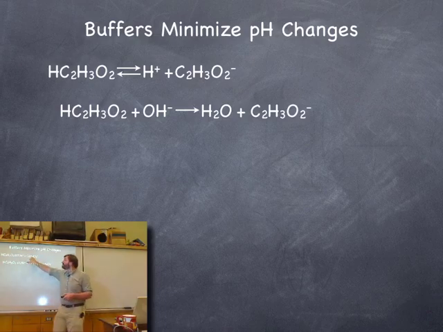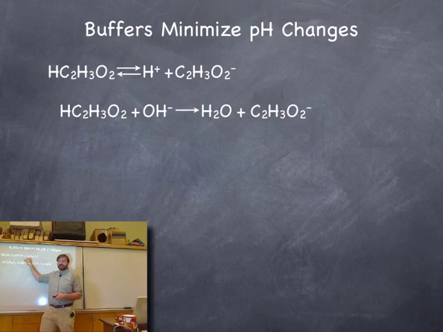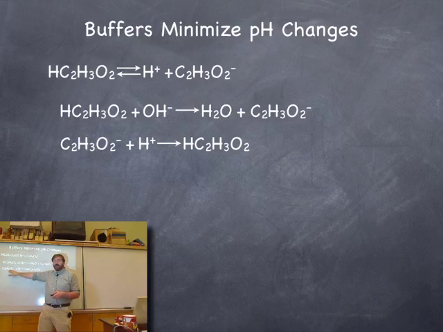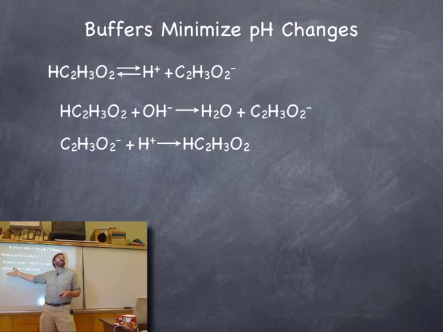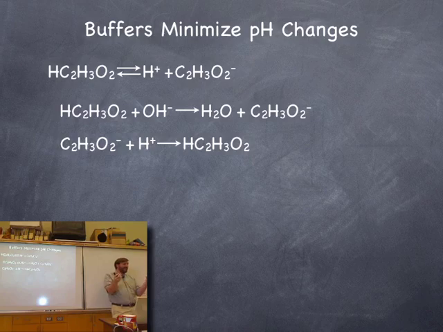And because I have both of these things in the solution, by having some of the conjugate base, if somebody dumps some, say, hydrochloric acid, which would be a source of hydrogen ions, the conjugate would react with the hydrogen ions to produce a little bit more of the acid. But again, minimizing the pH change. By having both the weak acid and its conjugate, it can react either direction, either with acid or with base.